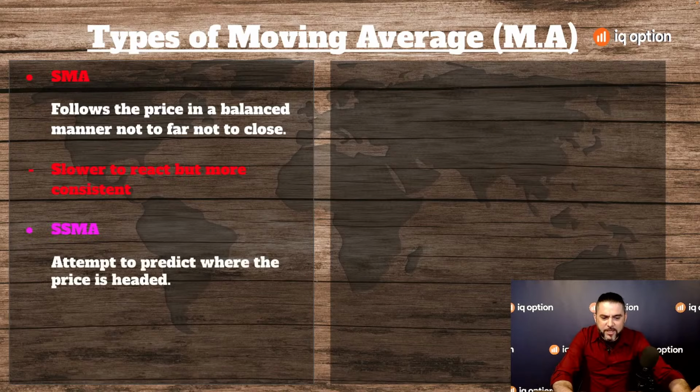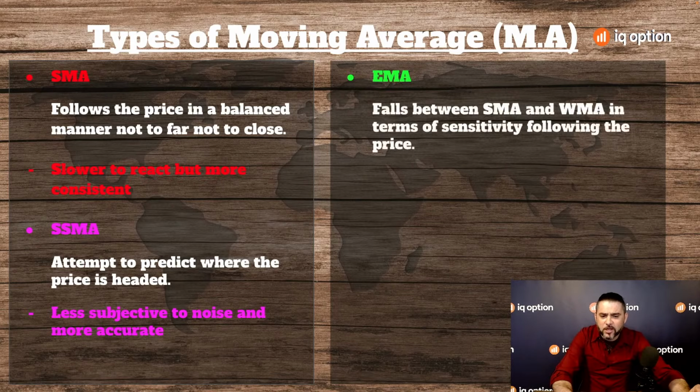Then the SSMA attempts to predict where the price is heading. So this is trying to lead a bit more, less subject to noise and more accurate. This one is a bit slower. This is maybe one of the slowest, let's say. EMAs fall between SMA and WMA in sensitivity to the price. So these ones are a bit more fast-paced than the SMAs, but not as fast as the WMAs, as we will see. And this is a balanced reaction and consistency.